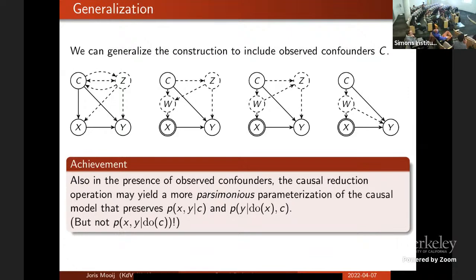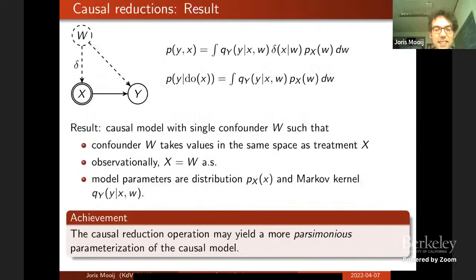Can you go back to the previous slide? Yes. So now, why do you have an arrow from w to y if w is equal to x and x already goes to y? Maybe this illustrates the fact that I did not understand.